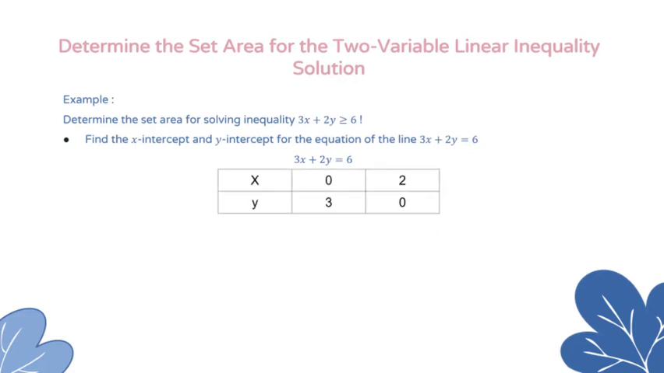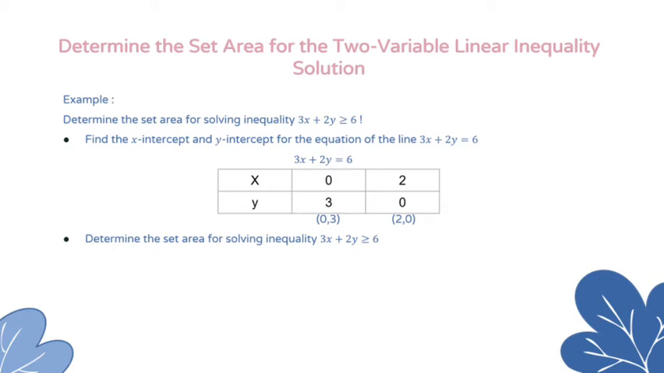First, we replace x with 0. If x equals 0, then 2y equals 6, so y equals 3. And if y equals 0, then 3x equals 6, so x equals 2. So, the intercepts are (0, 3) and (2, 0). Okay.